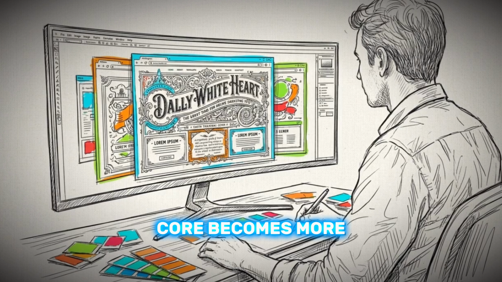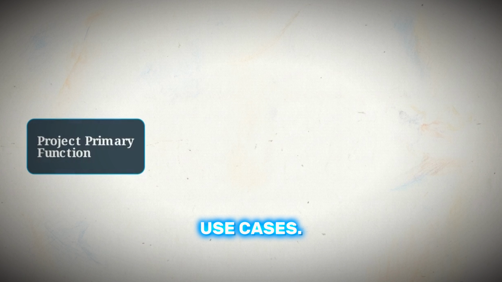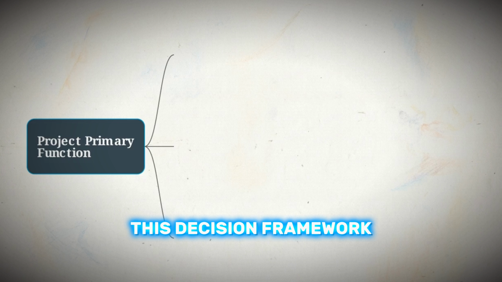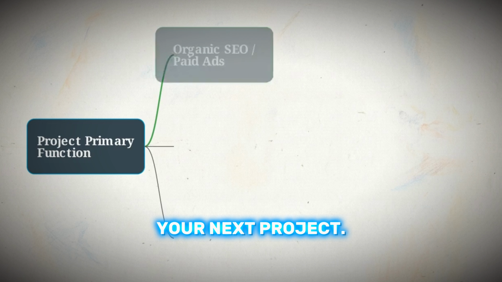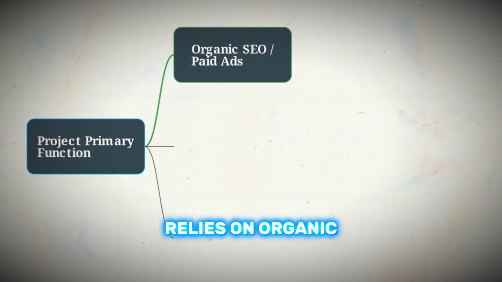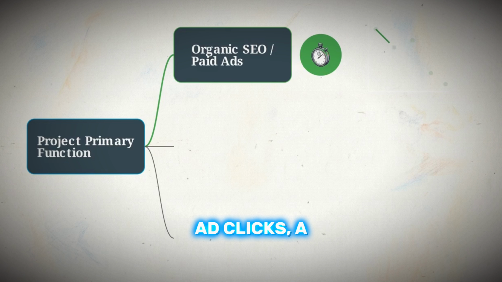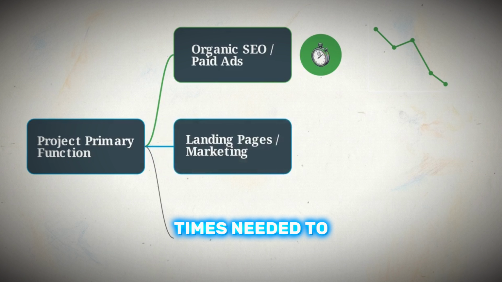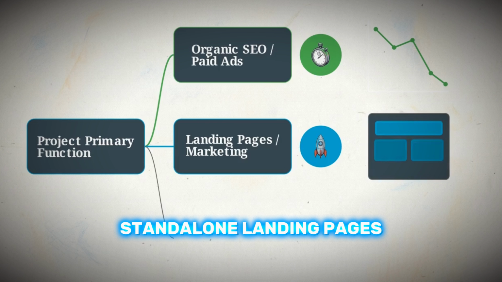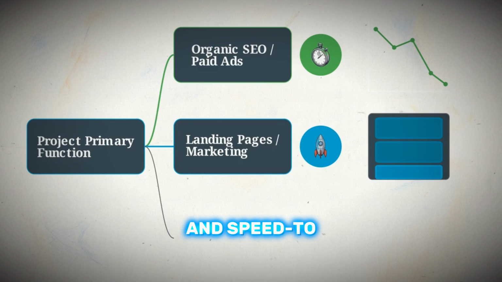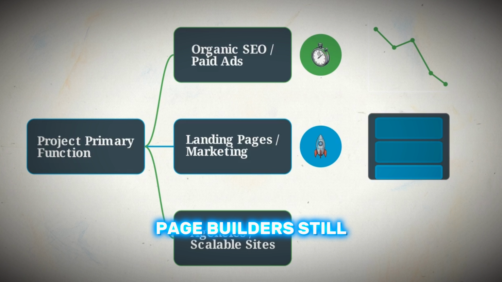As the WordPress core becomes more capable, page builders have moved into a role for specific high-design use cases. Let's look at this decision framework based on the primary function of your next project. If your business relies on organic SEO or paid ad clicks, a block theme helps secure the sub 2-second load times needed to keep your ad spend efficient. If you're a marketer, churning out standalone landing pages where complex animations and speed to market override long-term code hygiene, page builders still make sense.